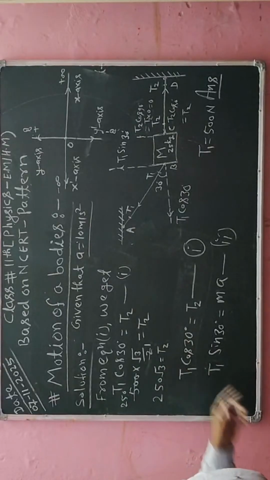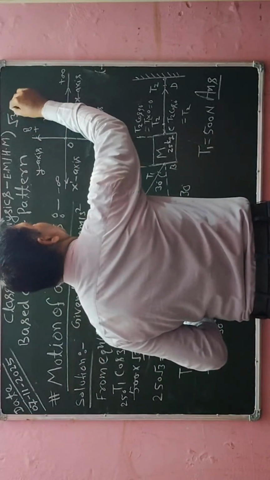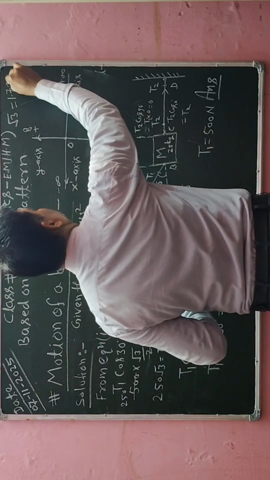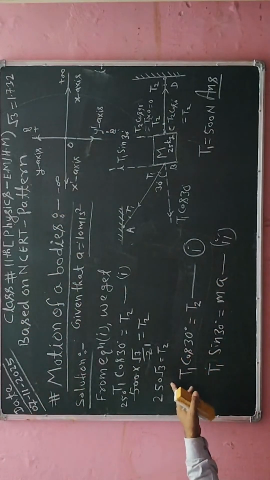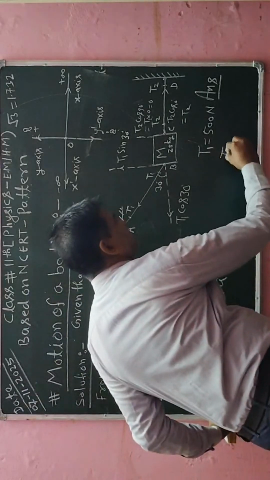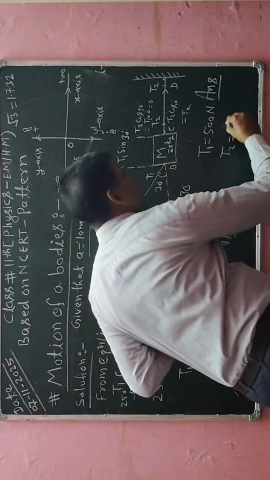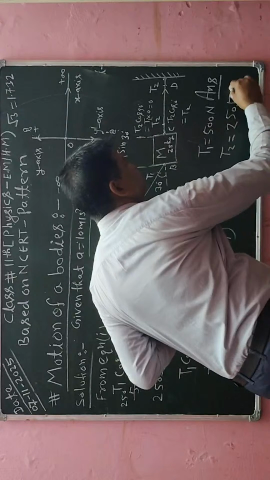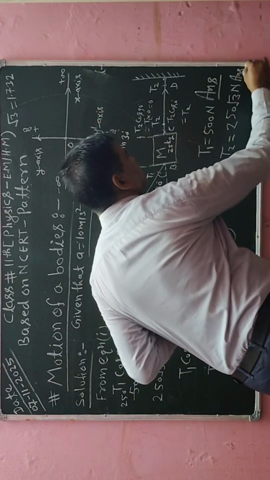Now the value of √3 I know, I have to put there √3, which is equal to 1.732. Okay, I have to substitute here. After substituting I will get its value, that is the value of T2. I can write here T2, which is equal to 250 √3 Newton. This is the second answer.